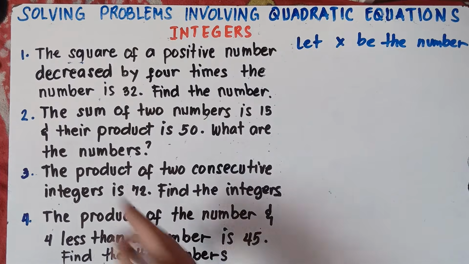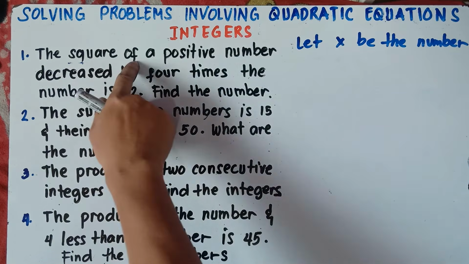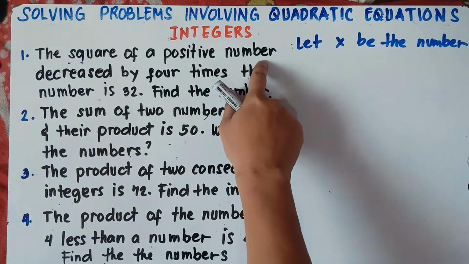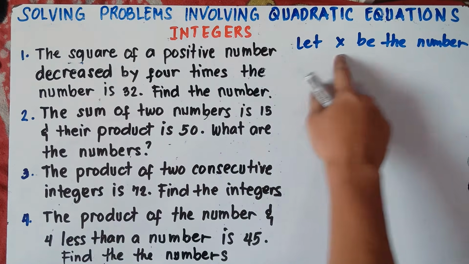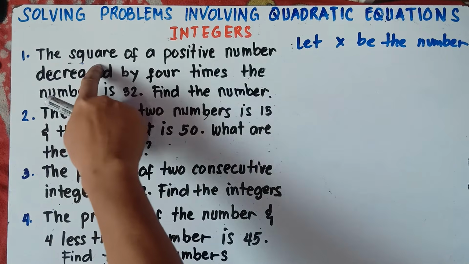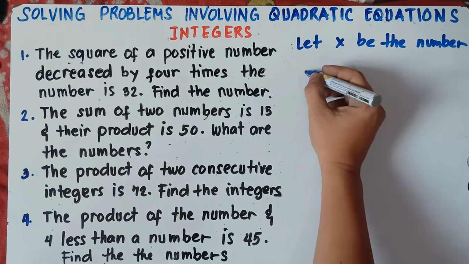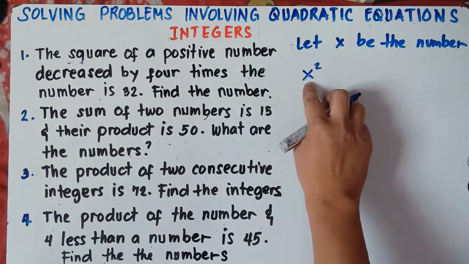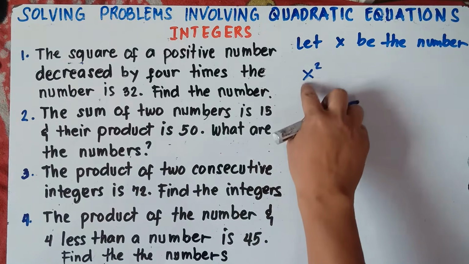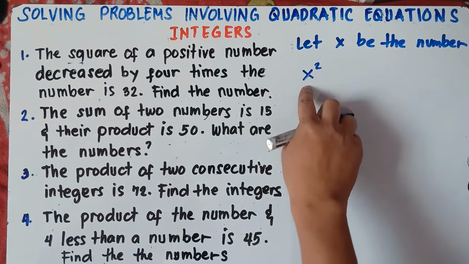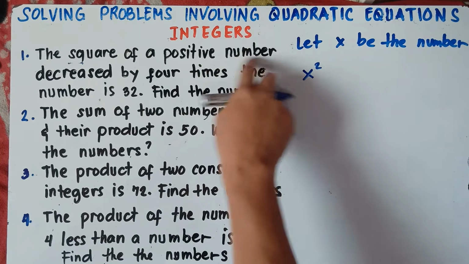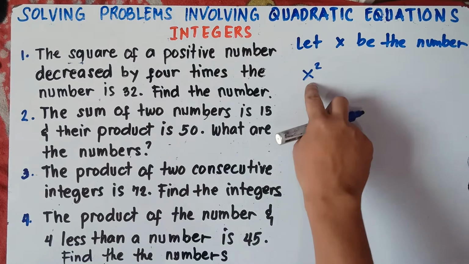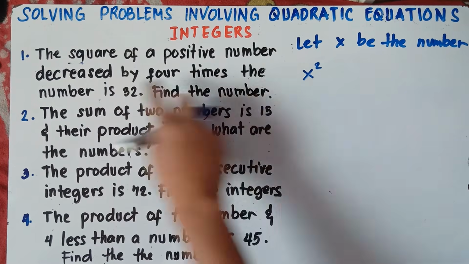So let's start with the first sentence: the square of a positive number. Once again, we don't know the number, so we let x be the number. The square of a positive number means x squared, or the square of x. The positive number is our x, so squared, that would be x squared.